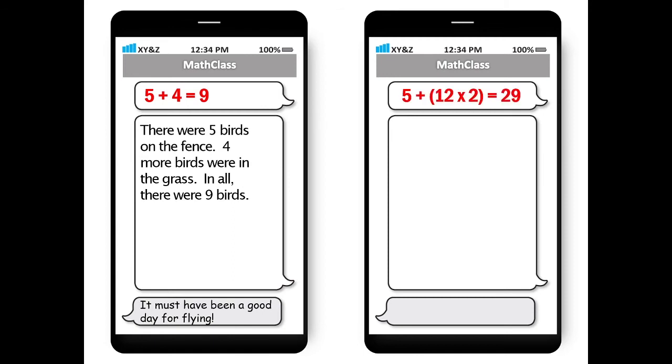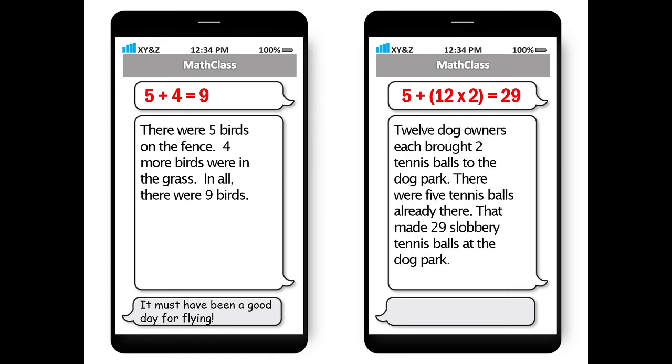Anyway, here's another one. 5 + (12 × 2) = 29. 12 dog owners each brought 2 tennis balls to the dog park. There were 5 tennis balls already there. That made 29 slobbery tennis balls at the dog park.